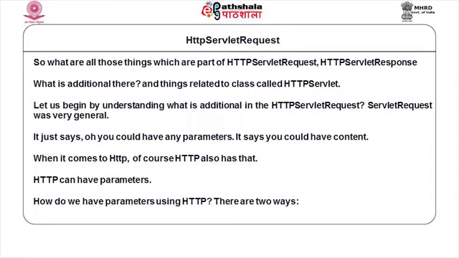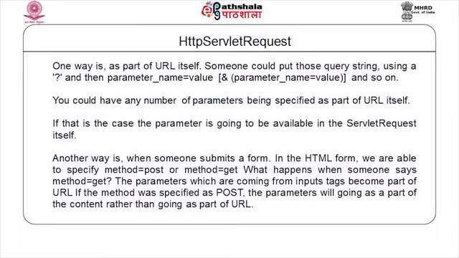ServletRequest was very general. It just says you could have any parameters, and you could have content. Of course, when it comes to HTTP, HTTP also has that. HTTP can have parameters. How do we have parameters using HTTP? There are two ways. One is as part of the URL itself, someone could put a query string: a question mark, parameter name equal to value, ampersand, parameter name equal to value. You could have any number of parameters specified as part of the URL itself.